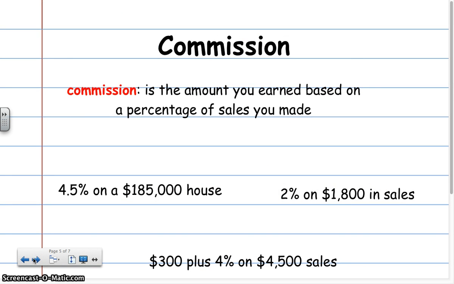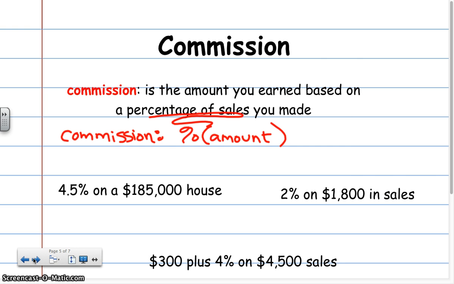Okay, we're going to talk about commission now. Commission is the amount you earn based on a percentage of sales. Percentage of sales. Again, we talk about percent times amount. Well, sales is the amount. So to find commission, commission is going to be what our commission rate is. That's going to be a percentage times the amount you sell. So this amount here is going to be what you sell.